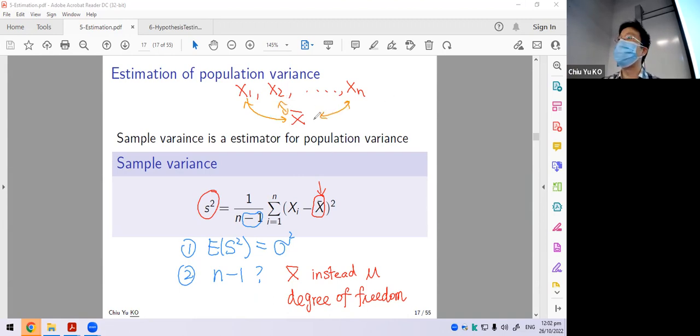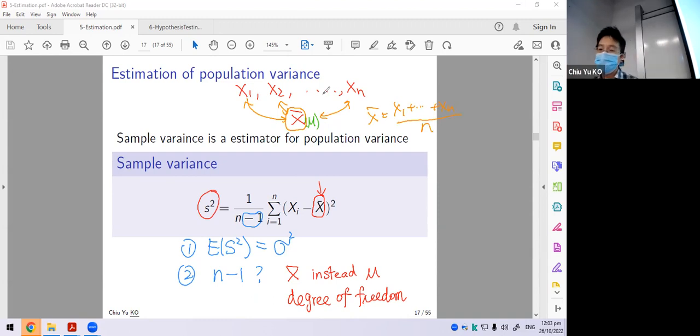And there are n of them, so that's why you divide by n. That is what you do with mu: you sum up all the squared distances and divide by n. Why, when you have x bar, do you divide by n minus 1 instead? The reason is that x bar is a number calculated from your data. You calculate this to get x bar.